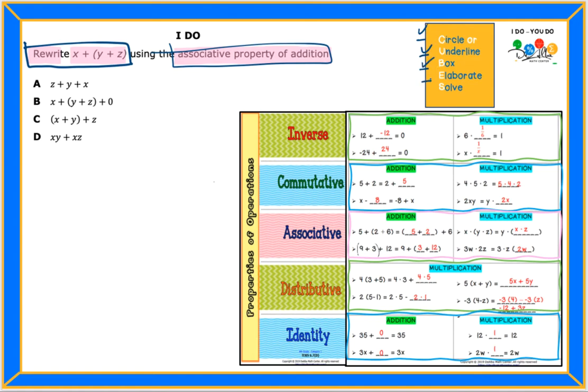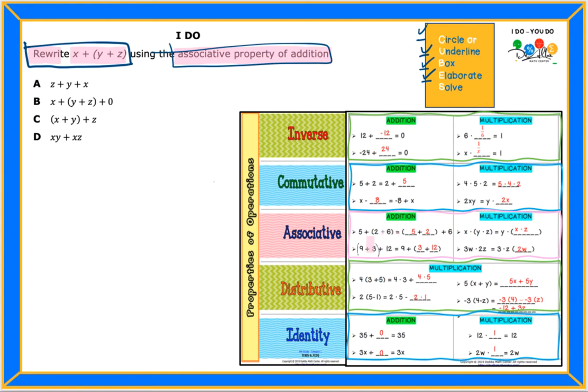For the elaborate section, I already brought my anchor chart for properties because we're doing a whole set of questions with properties. So I'm using this anchor chart as my elaborate strategy. I'm going to come to where it says associative, and this is the one for me to rewrite it as the associative property of addition.